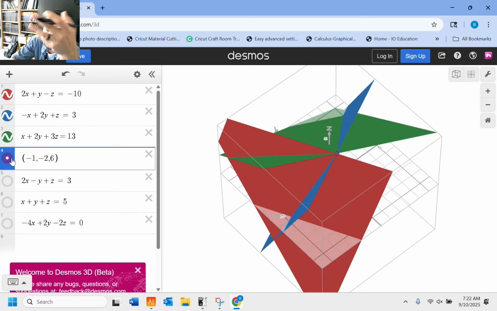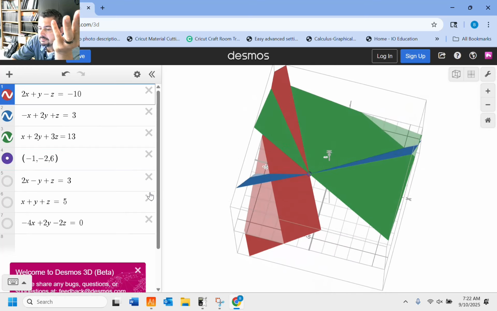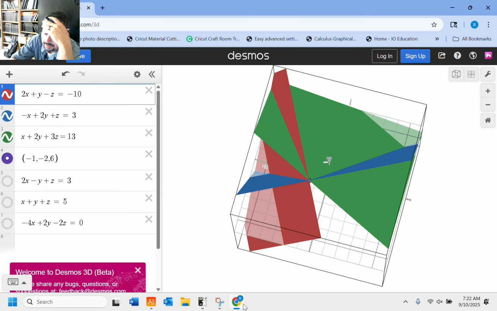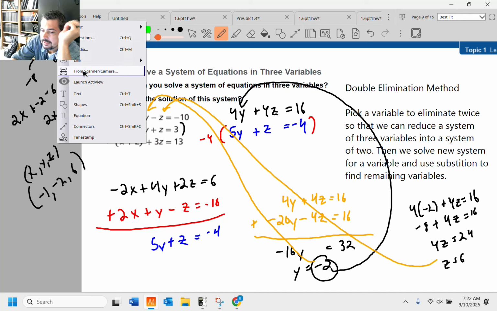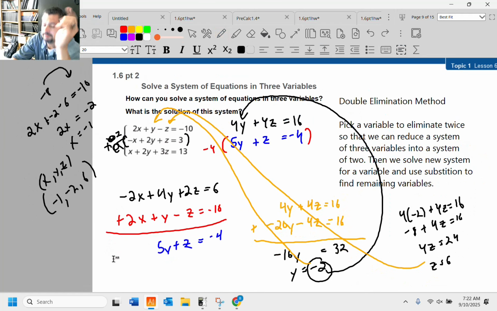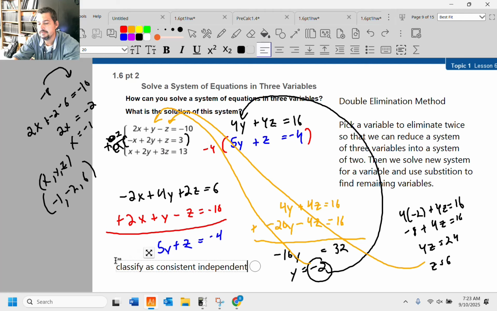Z gives you depth. It gives you the ability to do things 3D, as opposed to the xy axis, which is just two-dimensional thought. So z is going to give you some depth. And there you go, kids. Like, that's it. That's where they all cross paths. That's where they intersect. Now this guy had one unique answer. We classify as consistent independent.